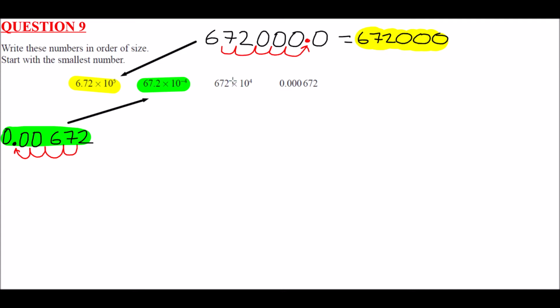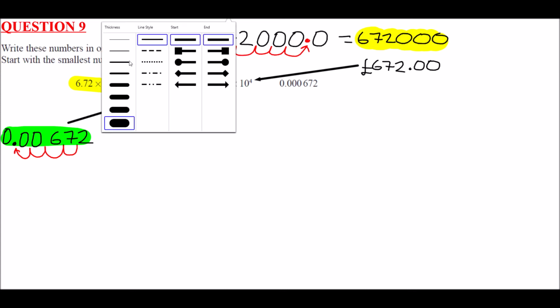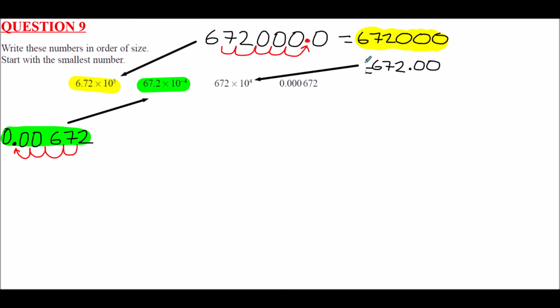And the last one we're going to do is this one, because this one's already a normal number. This one doesn't have a decimal on it, so I'm going to add a decimal at the end. So it's 672. Imagine it's 672 pounds, for example. 672 pounds could be written like this. That's the same value as that. Of course, I don't need a pound sign, so I'll just take this away. But just to make the point that 672.00 is the same as 672. So now I've got a decimal there to work with.